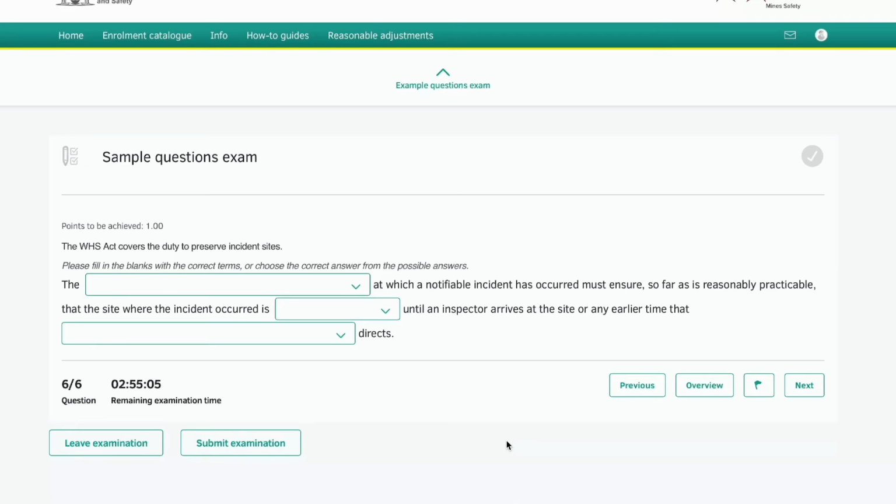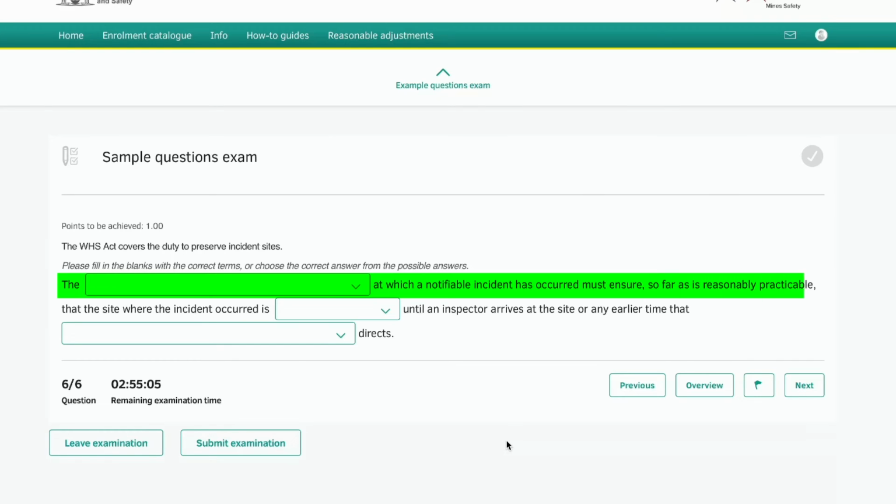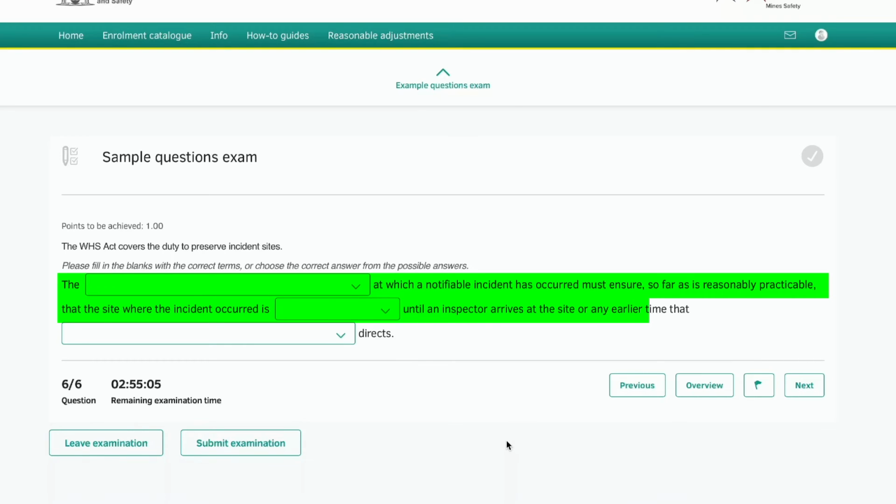This second statement reads, the blank at which a notifiable incident has occurred must ensure, so far as is reasonably practicable, that the site where the incident occurred is blank until an inspector arrives at the site or any earlier time that blank directs.